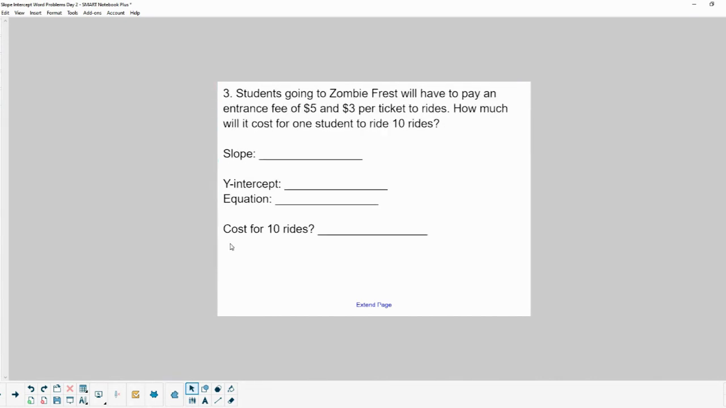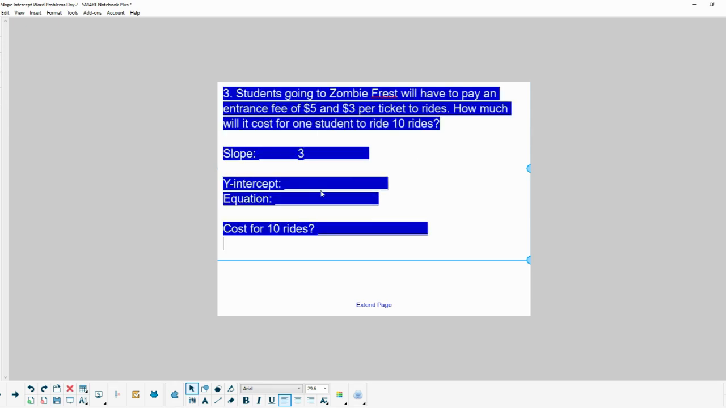Students going to Zombie Fest will have to pay an entrance fee of $5 and then $3 per ticket to ride the rides. So our slope word in there is how much it costs per ticket, so that's going to be 3. And then our initial amount to get in was $5.